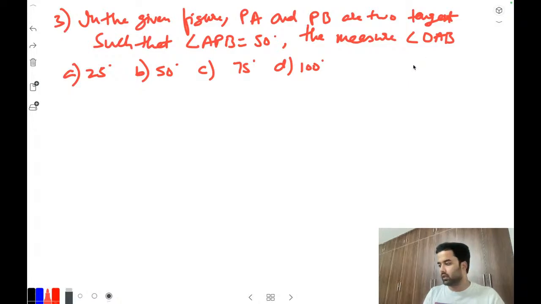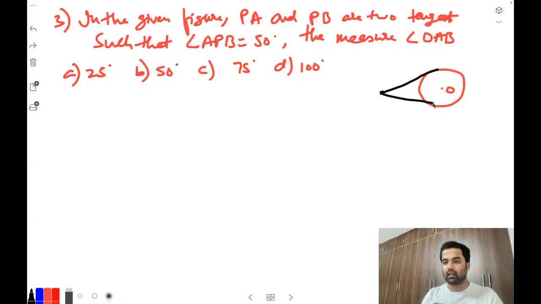Let me draw the diagram. This is our circle, okay? And we have two tangents. Let me keep the first one and the second one like this. Here are PA and PB. Let me join to the center. The question is asking about this angle. Let me use a blue color. See this small one, this blue color.